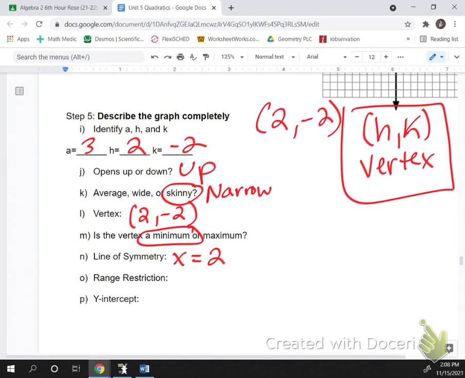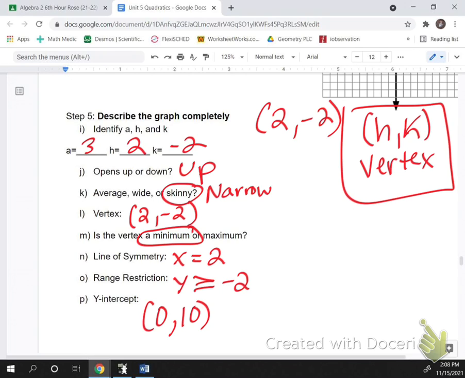What's your line of symmetry here? X equals 2. Y is what? Greater than, equal to, less than, or equal to? We have to have an inequality here. Greater than or equal to -2. The y-intercept, that was from our table, right? What is it? 0, 10. We did it. 2 examples of completely describing a graph from standard form. Any questions?